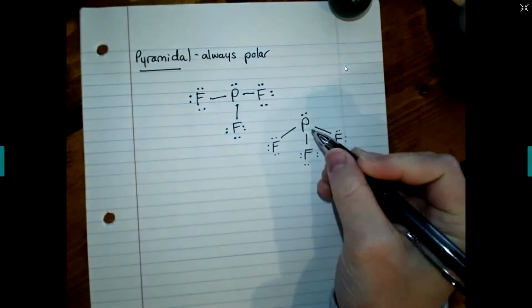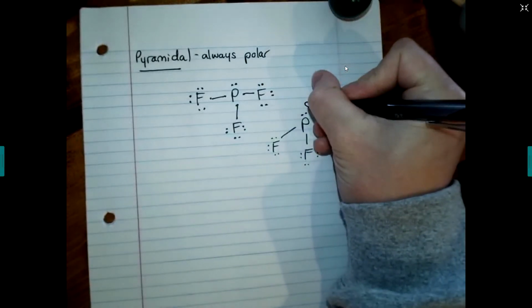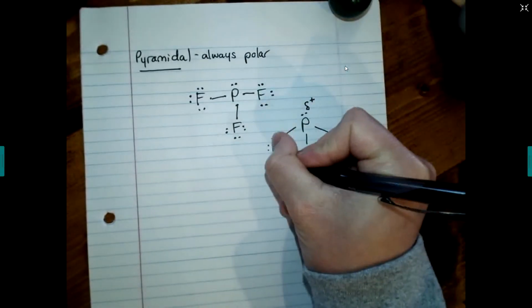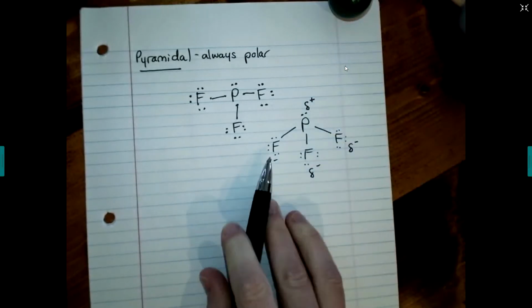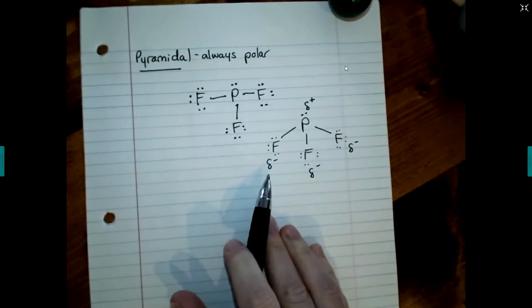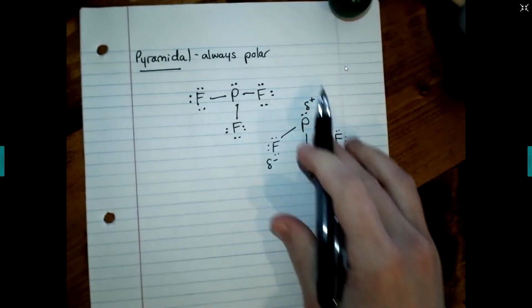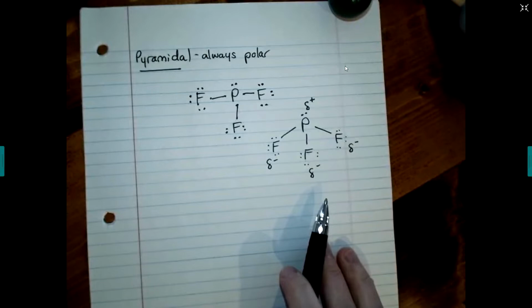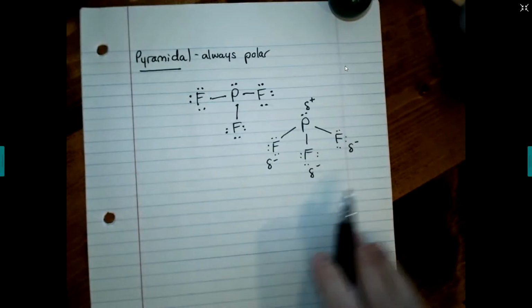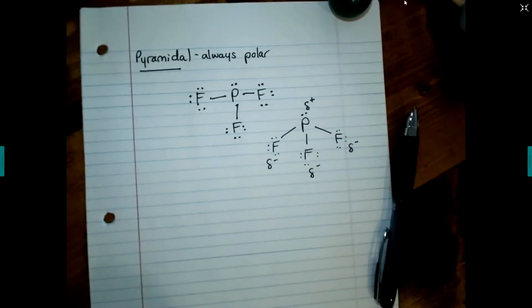And just to show you that using our charges, phosphorus would be slightly positive in this case. All of your fluorines would be slightly negative, because fluorine is the most electronegative atom. So now you have one side of the molecule that's slightly positive, one side that's slightly negative. That creates polarity. So that is your fourth shape.